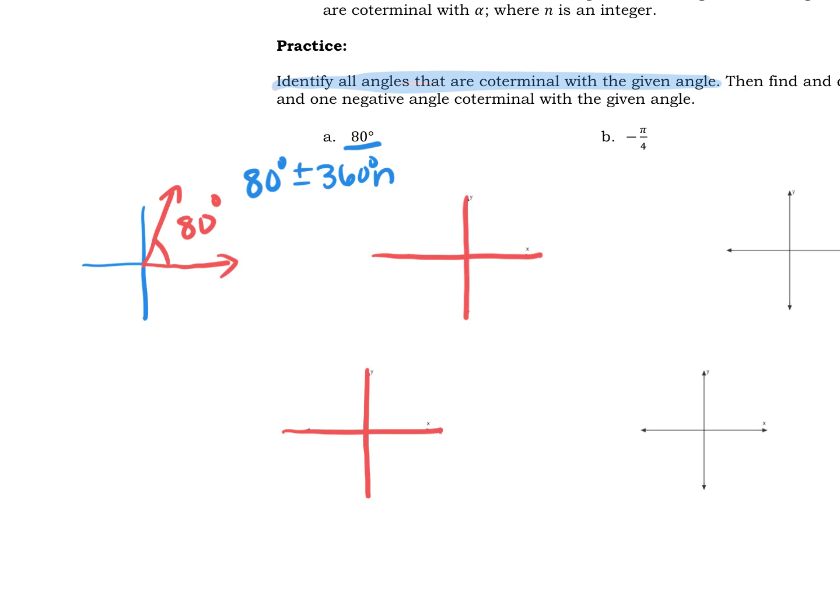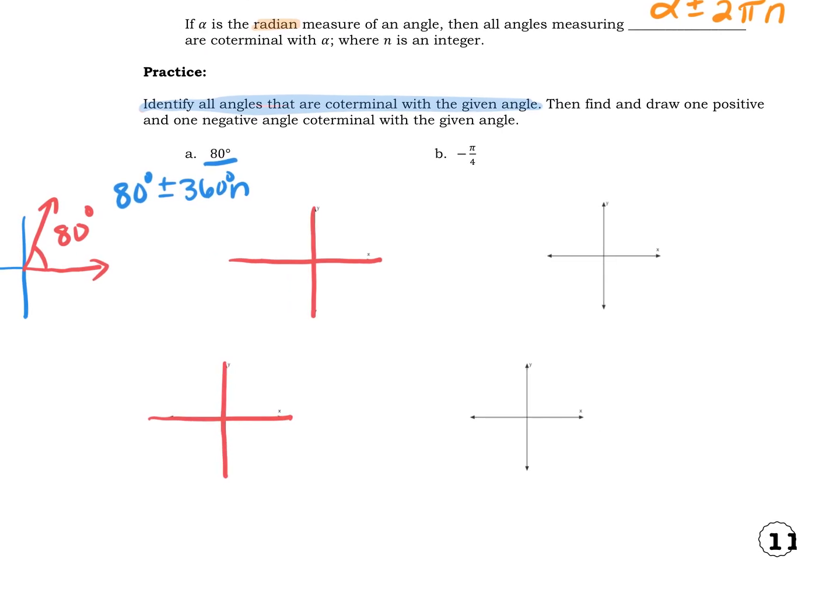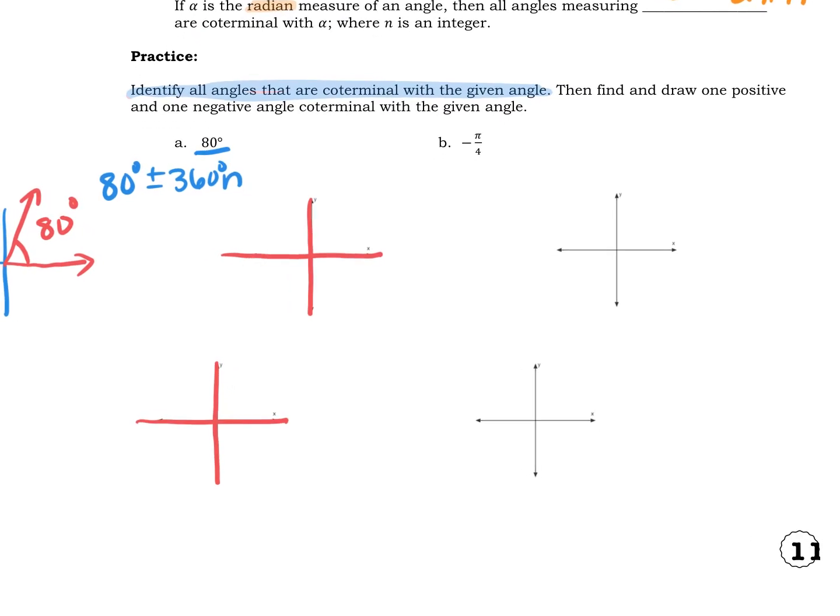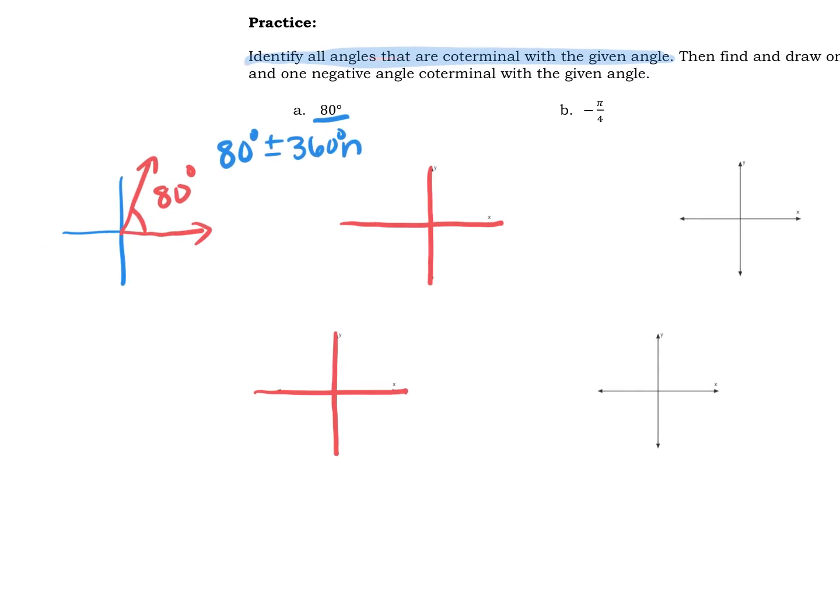So, in order to show, it says find and draw one positive and one negative angle coterminal with the given angle. In other words, if we do 80 plus 360, we get that 440 degrees is a coterminal angle. So that means we're starting in standard position, we're rotating all the way around once, and then we're going to add 80 degrees more. So guys, if you think about it, it still looks like that original angle. It still is starting and stopping in the same place, but we've rotated differently to get there.